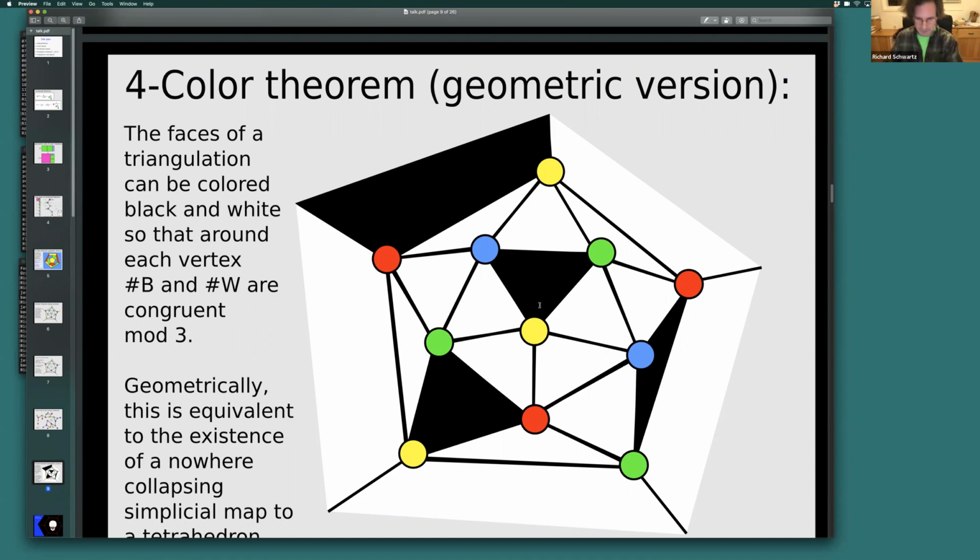Conversely, if you have a black and white coloring of your triangulation, which has this property that around each vertex, black minus white is divisible by 3, then you can just start building this map to the tetrahedron, and locally there's no obstruction to doing this. And then you get the map, and you can just pull back the 4 coloring of the tetrahedron. So what I'm trying to say is that a 4 coloring of the vertices of a triangulation is completely equivalent to a 2 coloring of the faces that has this mod 3 condition around each vertex.